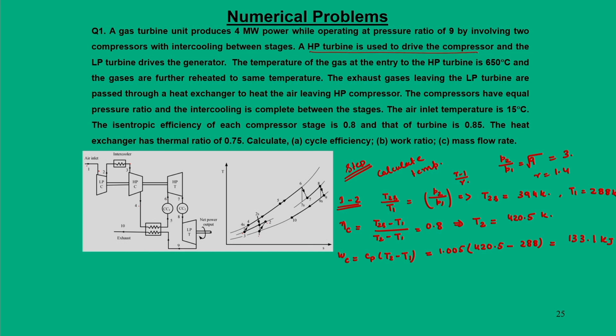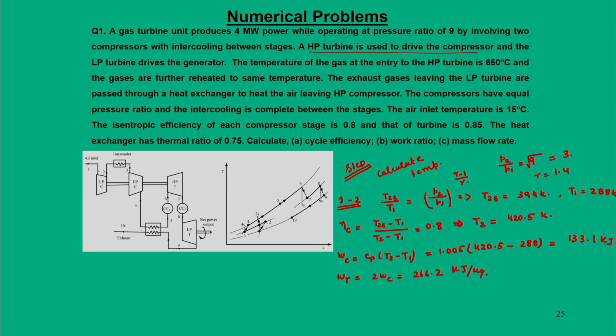What is given is that the high pressure turbine drives the compressors. Basically there are two compressors, so the turbine work would be 2 times the compressor work, twice WC. So, you can get the turbine work as 266.2 kilojoule per kg.